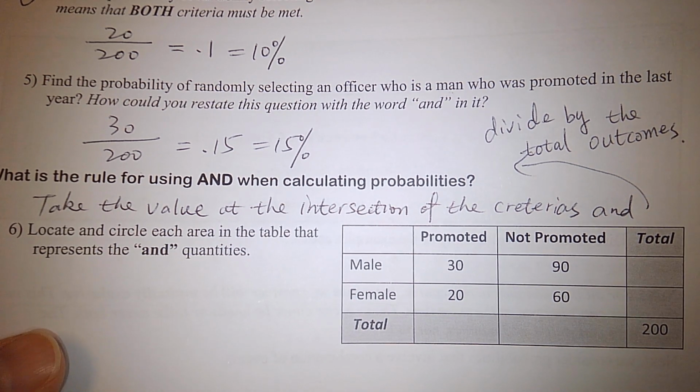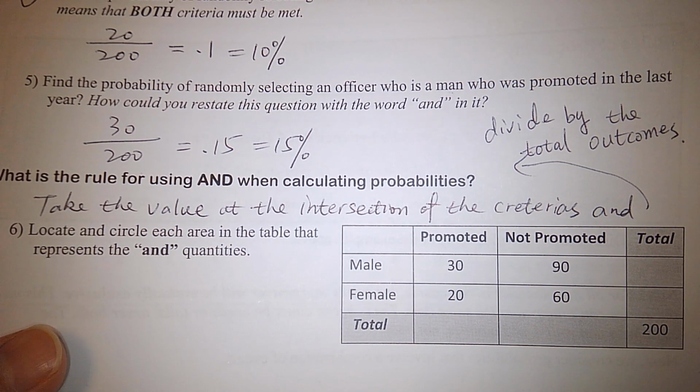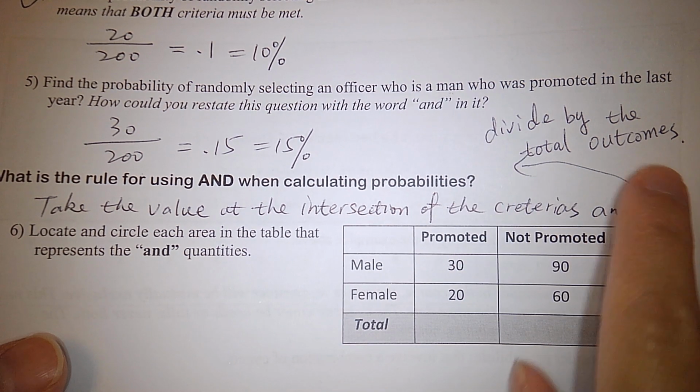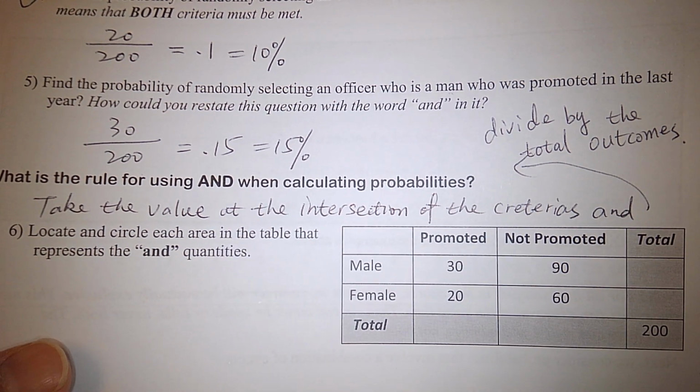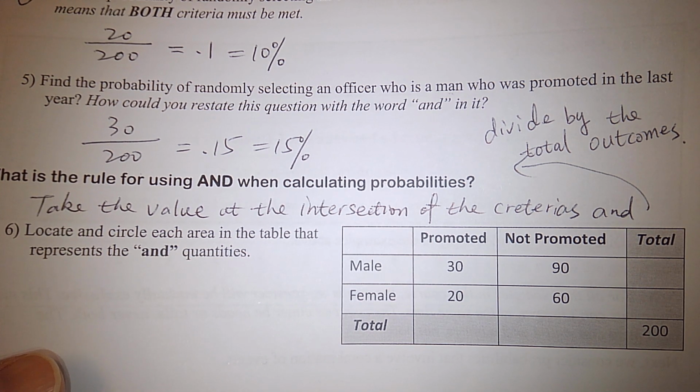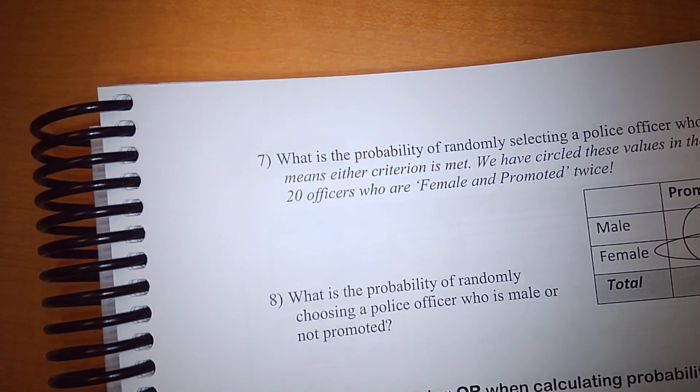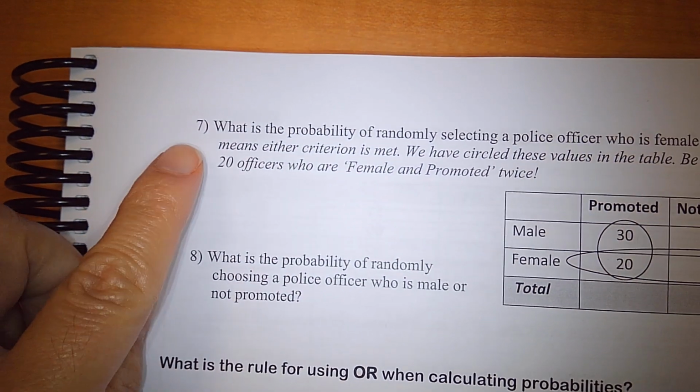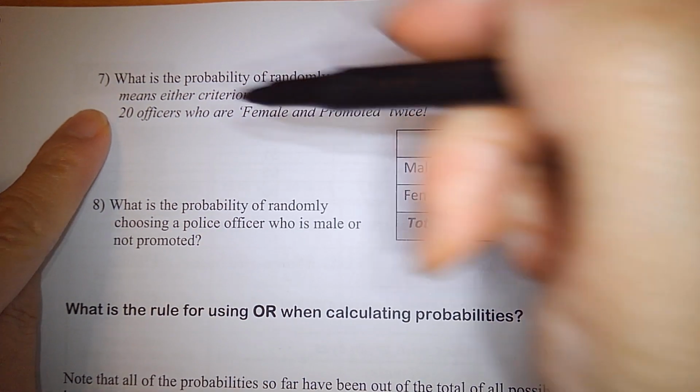You guys agree with this? On the intersection, that meets both criteria, and then divide by what? The total outcomes for AND. Everyone? Alright, so this is the second type. Okay, now let's move on to the third type. It's called OR. So let's look at question 7.